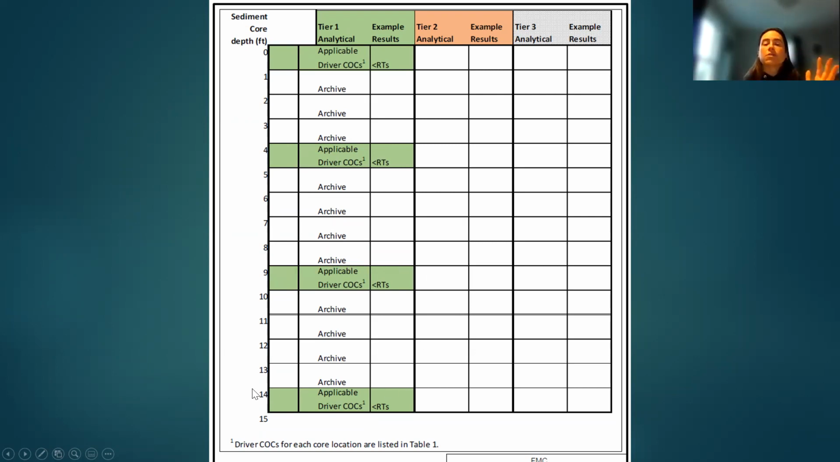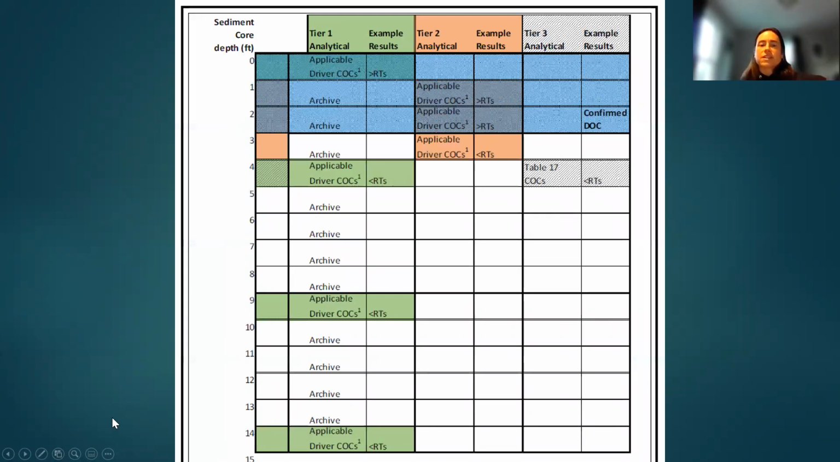And then depending on what those results are, it's going to trigger a second round of what we're calling tier 2 analytical samples. So go to the next slide and it will be easier to see. So imagine in this core, the first interval from 0 to 1 was above our remediation thresholds, but the second one down from 4 to 5 was below our remediation thresholds. So we're looking for where that depth of contamination is, between 1 foot and 4 feet. And so we would send those 3 intervals between 1 and 4 feet to the lab as part of tier 2. And that will help us determine how deep the contamination goes.